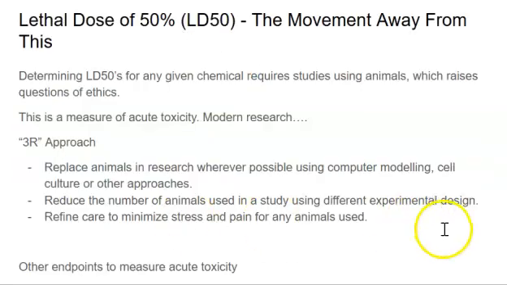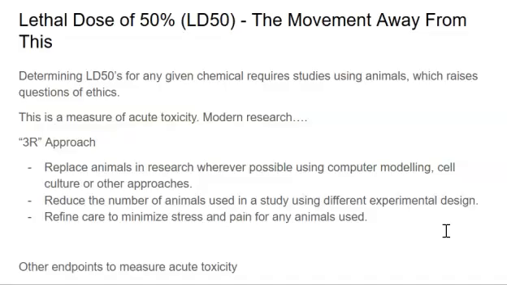So the lethal dose of 50%, it's a very old concept in toxicology, and more recently, in recent decades, there's been a movement away from LD50 as a way to determine the acute toxicity for any given chemical, because it requires the use of animals and a lot of animals, and this raises many questions of ethics. So in modern research, we try to think about an approach called the 3R approach when we're evaluating acute toxicity.